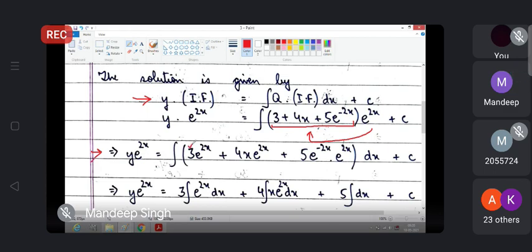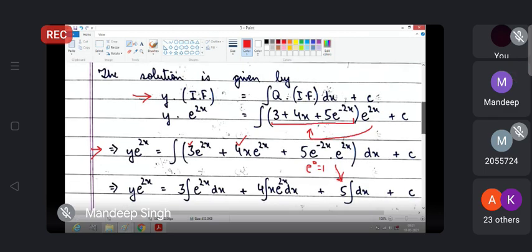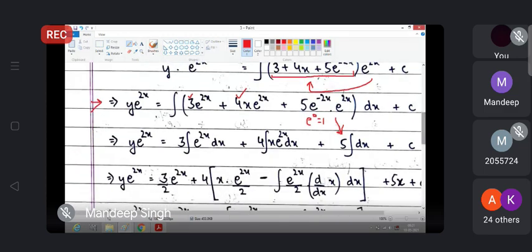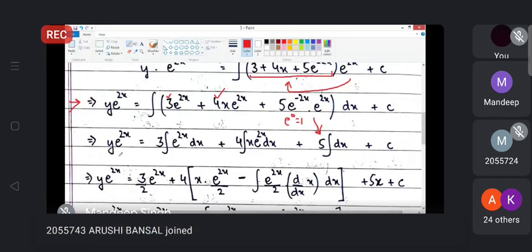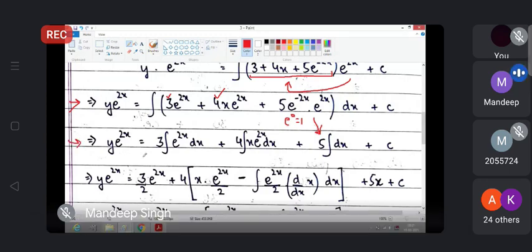Three is a constant, it is taken outside. 4 is a constant, it is taken outside. Here we have e raised to the power minus 2x and 2x. The exponents are added, minus 2x plus 2x cancels out, e raised to the power 0 आ गया, e raised to the power 0 is nothing but 1. Therefore we get 5 integral dx. Then y into e raised to the power 2x is equal to 3 integral e raised to the power 2x dx plus 4 into the integral of x into e raised to the power 2x dx plus 5 into the integral of dx plus c.